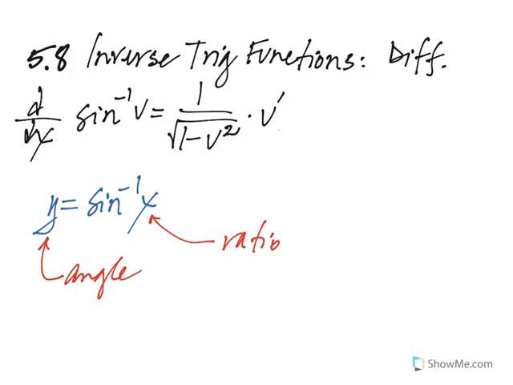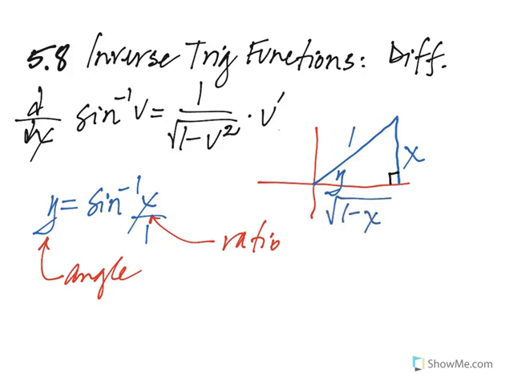Now, assuming that x is positive, I'm going to draw a triangle in quadrant 1, and I'm going to let this angle right here be y. Now, if the ratio is just x, remember it's the ratio of 2 sides. This is really x over 1. That is opposite over hypotenuse. So that means this side is x and this side is 1. Since this is a right triangle, I can use the Pythagorean theorem to solve for that adjacent side. And that turns out to be the square root of 1 minus x squared.